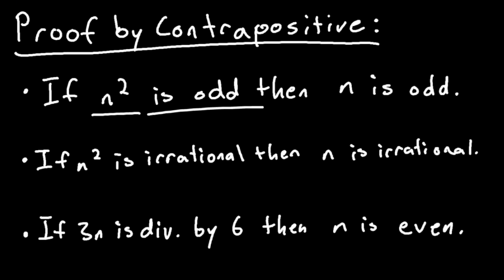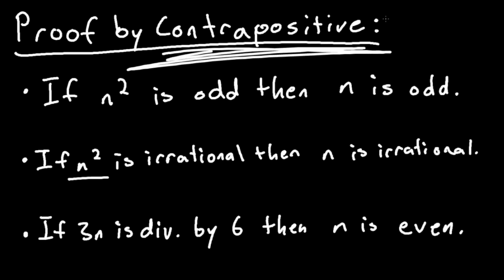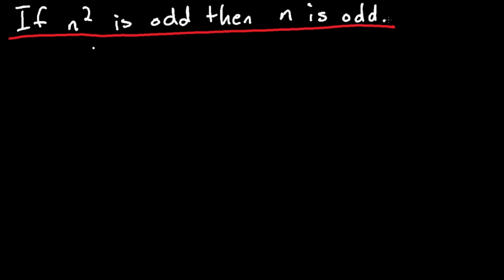If n squared is odd, then n is odd. If n squared is irrational, then n is also irrational. And if 3 times n is divisible by 6, then n is even. These are the three proofs I'm going to be doing with a proof by contrapositive. So let's solve this using a proof by contrapositive. We need to prove if n squared is odd, then n is odd.